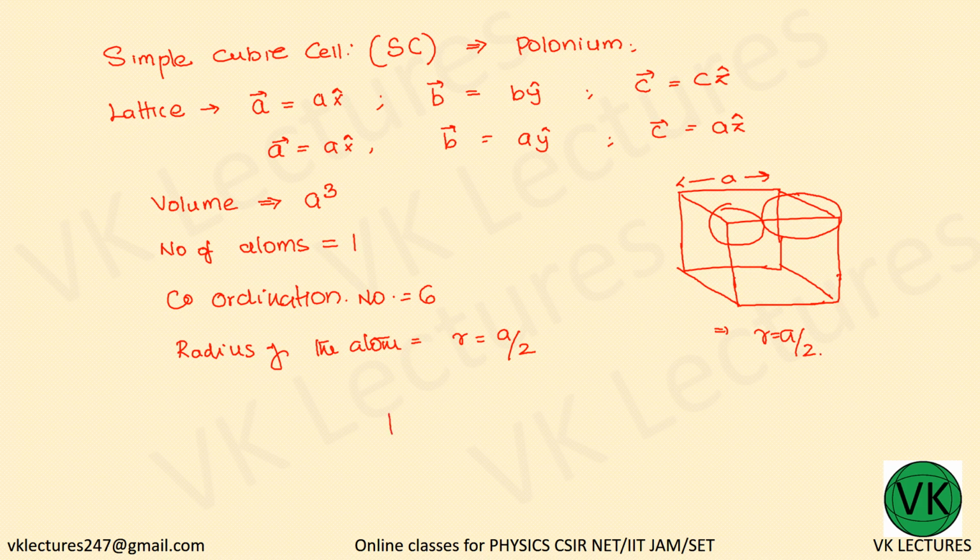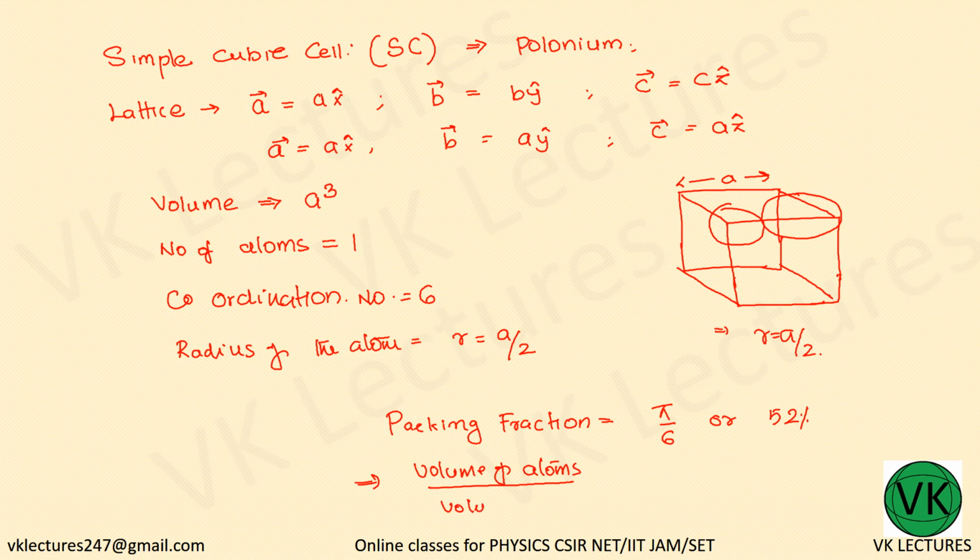And the packing fraction, this is important. Packing fraction for a simple cubic cell is either pi by 6 or 52%. And what is meant by packing fraction? It is the volume of atoms divided by the volume of the cell.